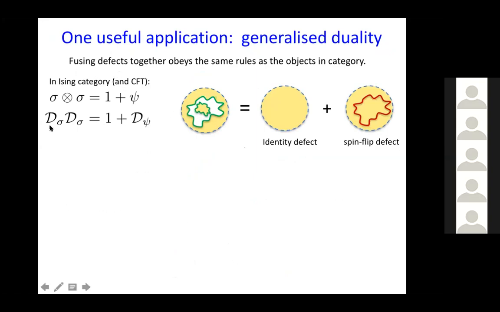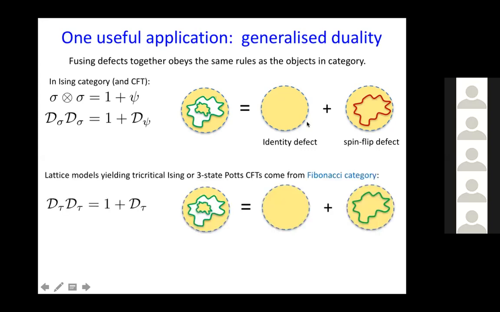You can fuse defects together. They follow the same rules as they do in the category. So if I have two duality defects, I get one plus the spin flip defect. Again, if you know the Ising category, that's the basic relation of it. If you don't, just trust me, that's what the category tells you. But what it's telling us in our defect models is that the partition function with two duality defect lines surrounding each other is equivalent. Well, it's the sum of partition functions of having no defects plus just the spin flip defect. This is this more complicated hard square Fibonacci category one there.